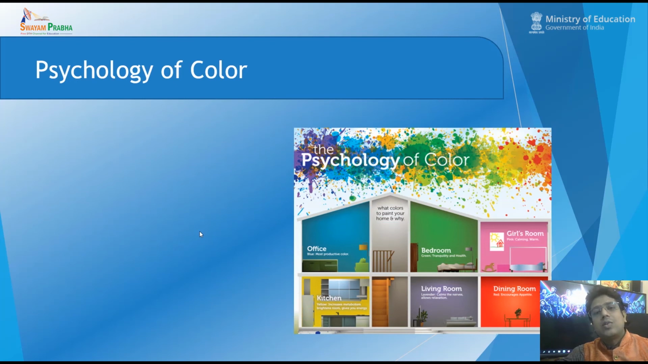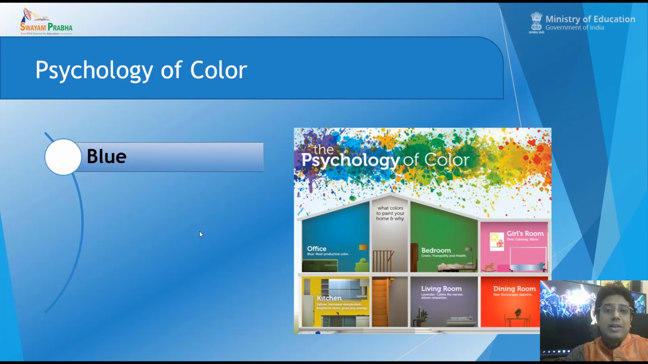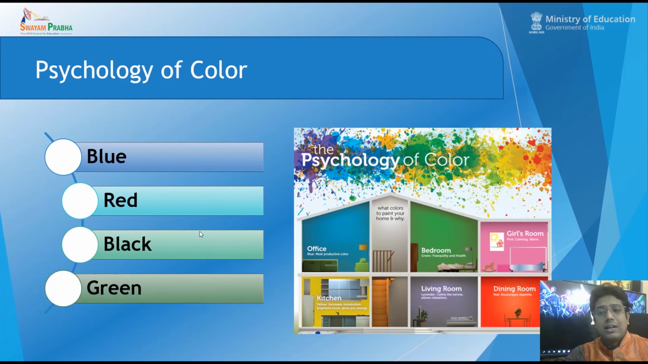Before I go deeper into colors, let's discuss the psychology of color. What is the psychology of colors? By default, there are blue, red, black and green. They are the most commonly used colors, and the last color is commonly white, right? So all these colors represent some psychology, right?